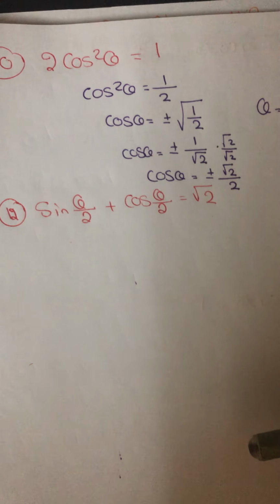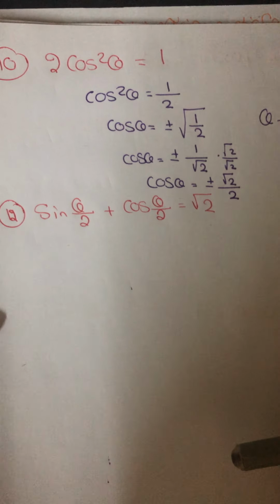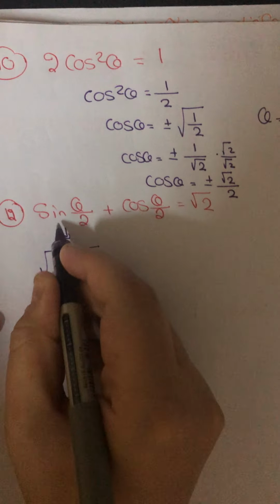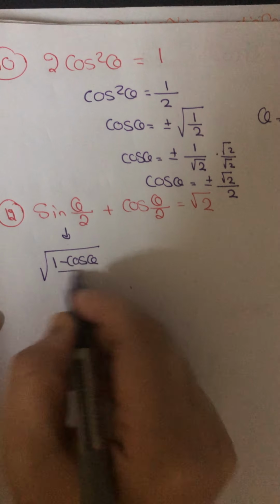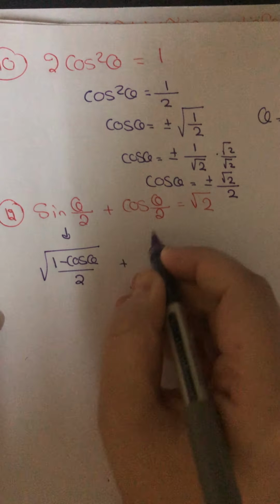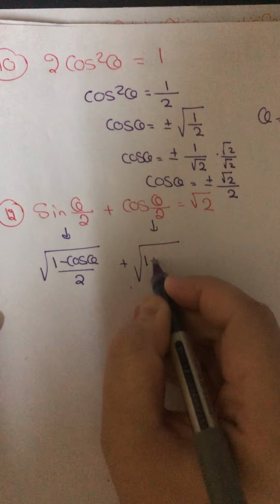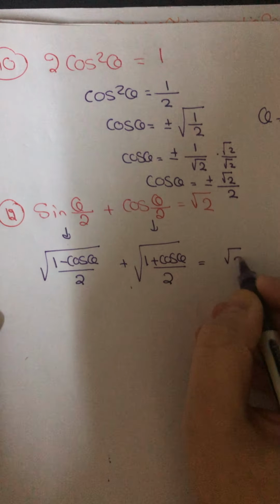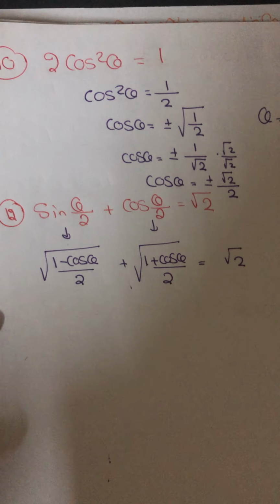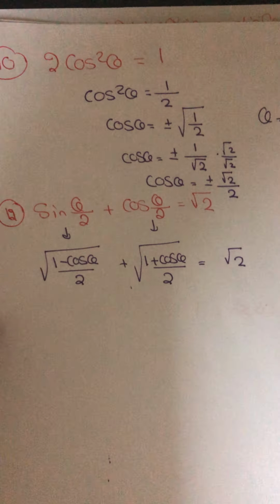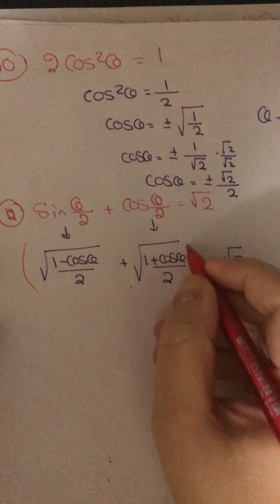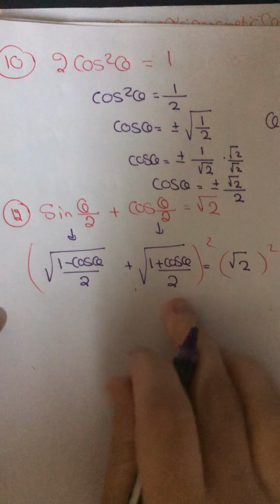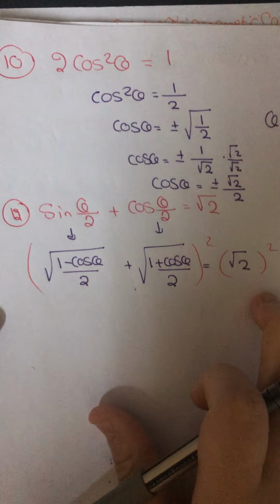Here I have half angle identities. Okay, and this one was root of 1 minus cosine theta over 2 plus root of 1 plus cosine theta over 2, which is equal to root of 2. Remember, the sine is the one with minus cosine theta over 2, and the cosine is the one with 1 plus cosine theta over 2. Okay, what would I do? I would probably square, and again, if you're going to square, you have to square the whole side. Square this side, and don't forget the middle term, then square this side.